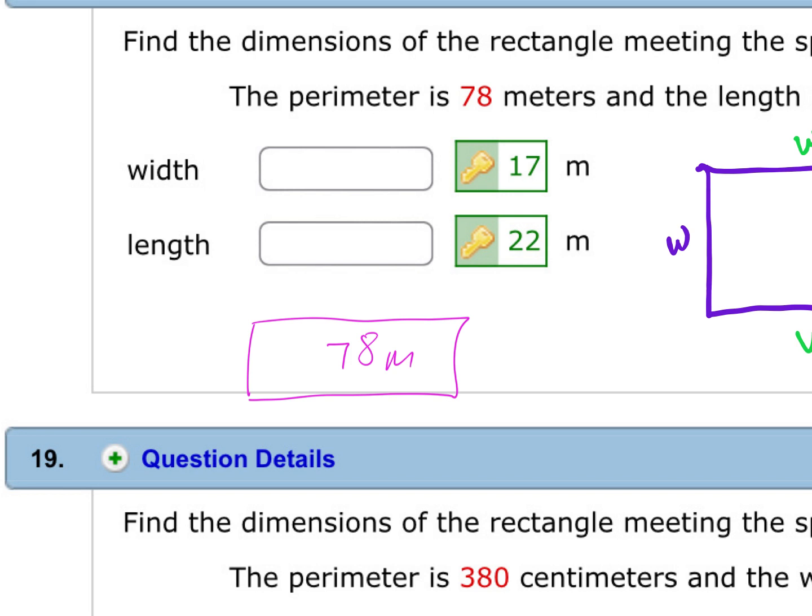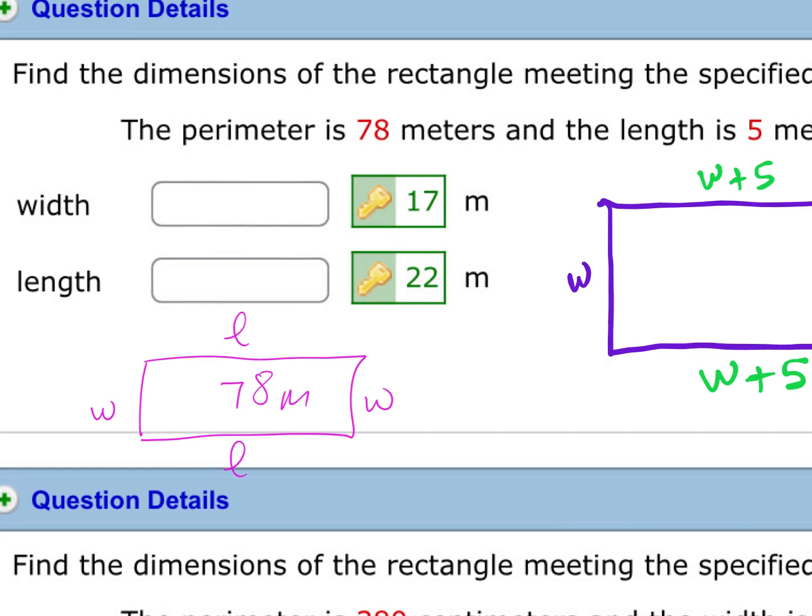Does it really matter? The way I drew it, the length is longer than the width. So where would it be? Length would be here, and the width would be here, right? You guys agree with me? So this problem, one of my equations would be W plus L plus W plus L equals 78.